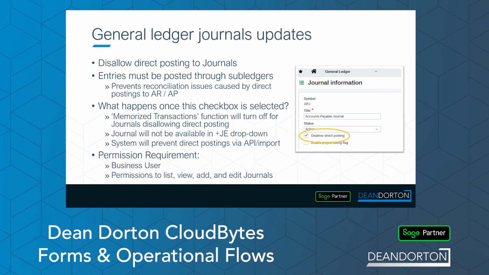Memorize transactions. If you check that box, memorize transactions will turn off for the journal, disallowing direct posting. Journals won't be available in the journal entry dropdown. As you're keying in a general journal, you can't say, let's code it to the AP journal. Nope, can't do that because that doesn't allow direct posting. We'll have to put it somewhere else.